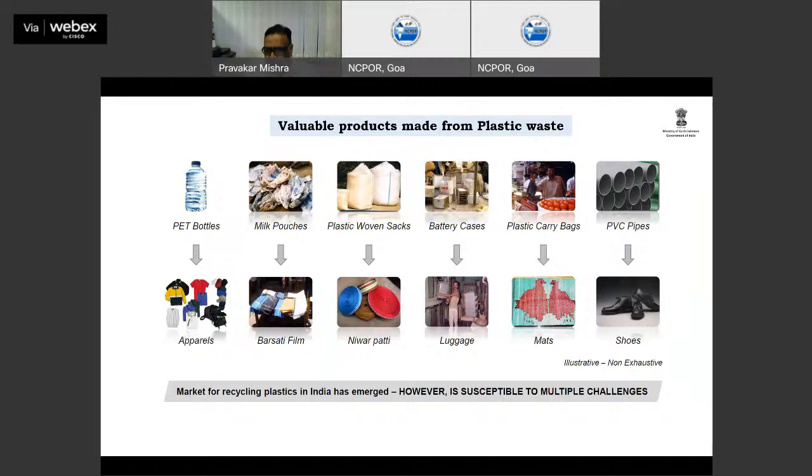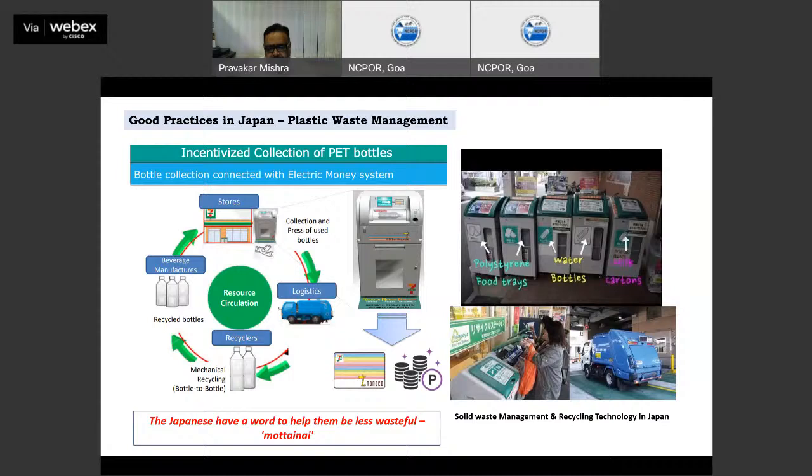Some of the plastic waste is being managed, and one of the best examples of a well plastic-managed country is Japan. They have different types of labeled garbage boxes, and they collect different types at the source everywhere all over Japan. If you go to any high school, college, university, park or anywhere, you can find these types of separated boxes. And this is also the incentivized collection of PET bottles, with bottle collection connected with the electronic money system, so that stores can collect and place the used bottles. They go to logistics, and they can be recycled. Again, the recycled bottle can come back to beverage manufacturers, and it can come to the store. This is how it is done.